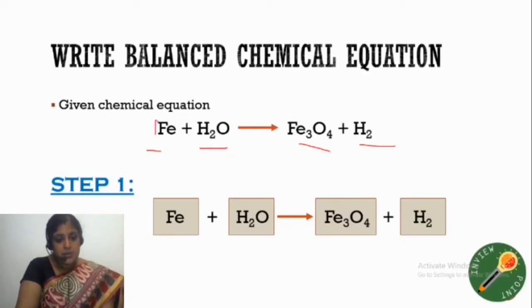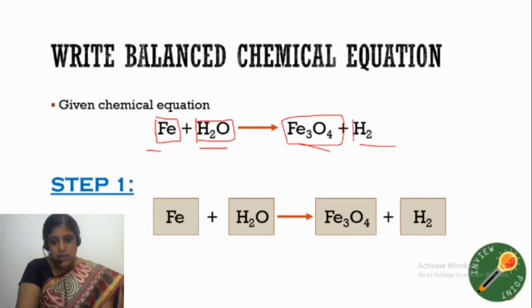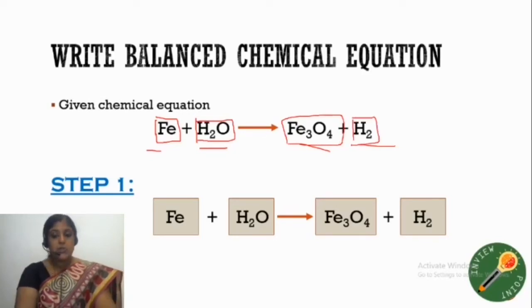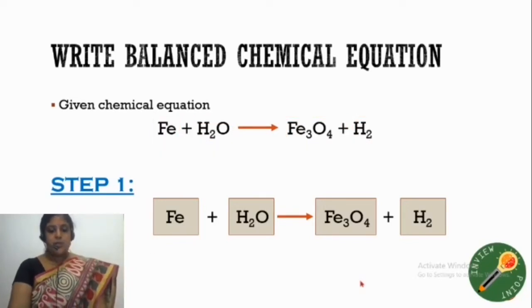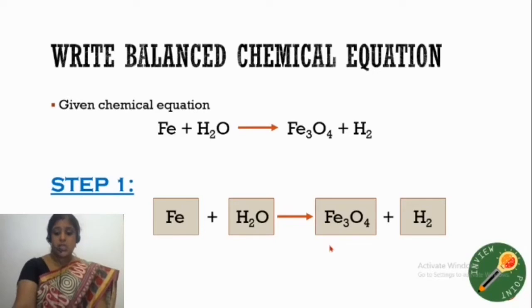See here, I put the Fe in a box. Now put H2O inside a box. Put Fe3O4 in a box. Then put H2 in a box. So this is the first step. After putting the box, whatever calculations you are doing, never write them inside the box. Once you put the reactants and products inside the box, do not touch it. Is it clear, students?